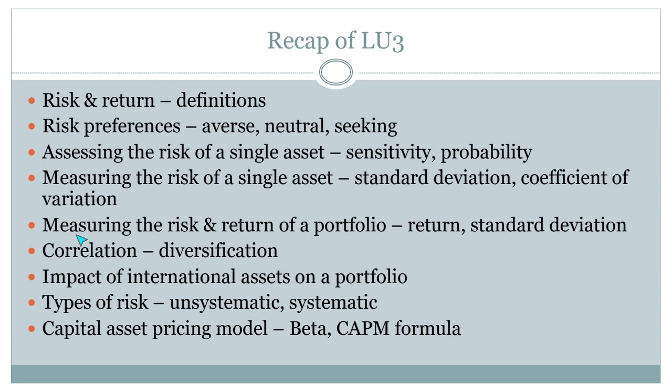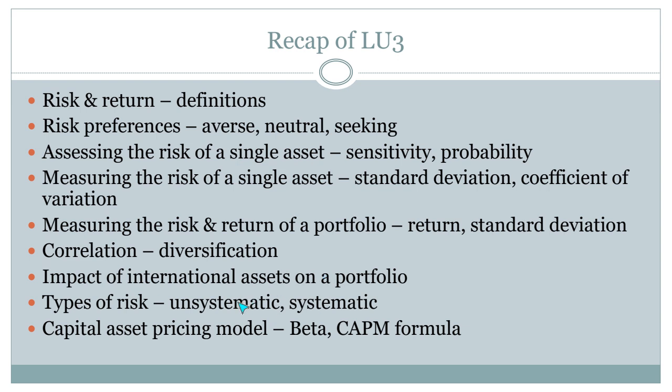Just to remind you, you should now have studied and know the definitions for risk and return, and be able to describe risk averse, risk neutral, and risk seeking. Be able to use sensitivity analysis and probability analysis to discuss assessing the risk of a single asset, and then our standard deviation and coefficient of variation, those two formulas for measuring the risk of a single asset, as well as measuring the risk of a portfolio of assets. Remember, we discussed the theoretical concepts of correlation and how we use that to diversify our investment portfolios, and we looked at the effect of international assets on the diversification of a portfolio.